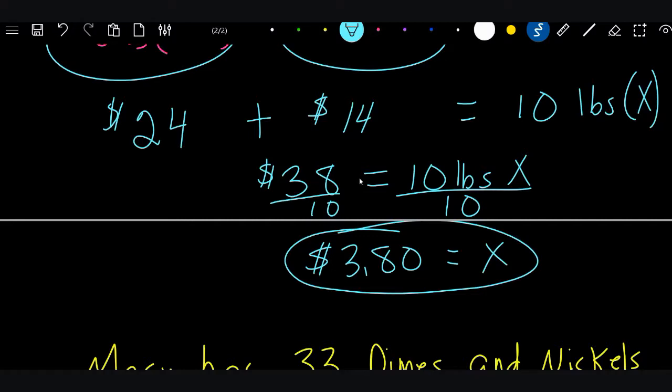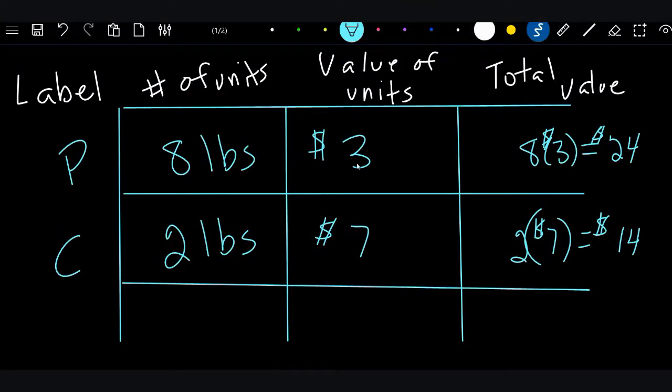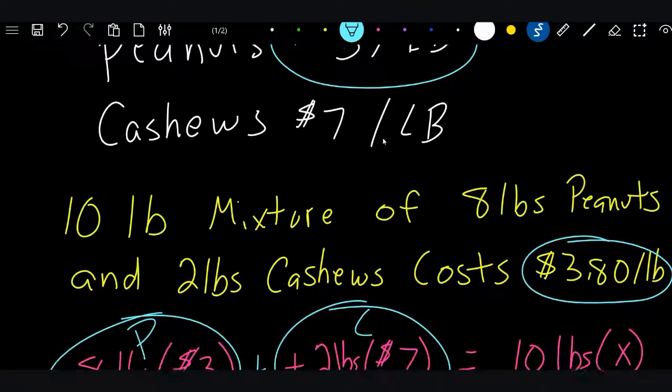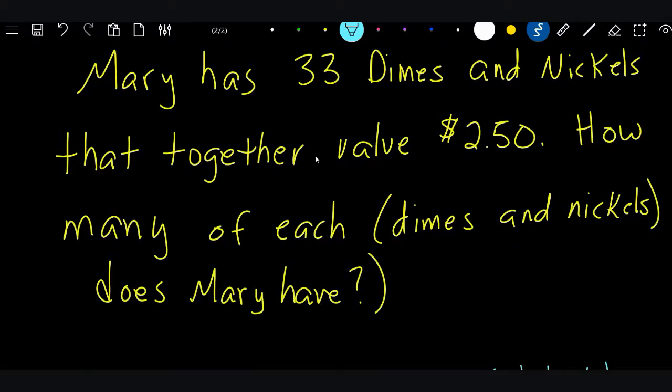Okay. All right. So that one might have been a little complicated for you, but that's how you do it. Put it into the chart, multiply those, get how much each one of them costs separately, and then plug it into an equation. Let's do another one. Mary has 33 dimes and nickels that together value $2.50. How many of each, dimes and nickels, does Mary have?